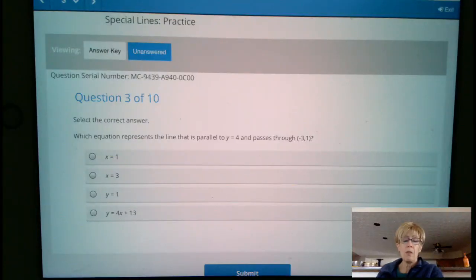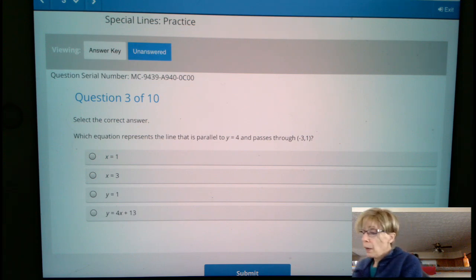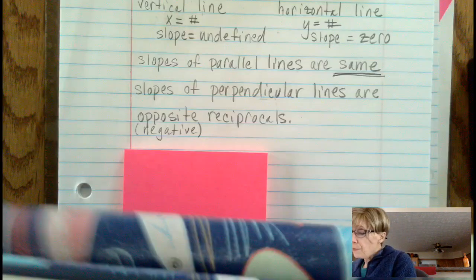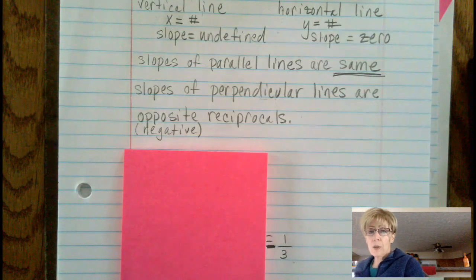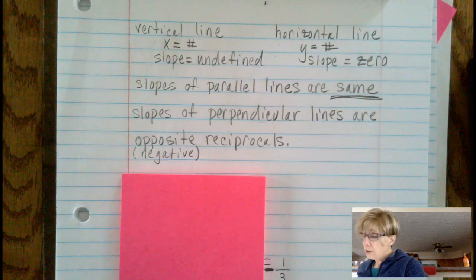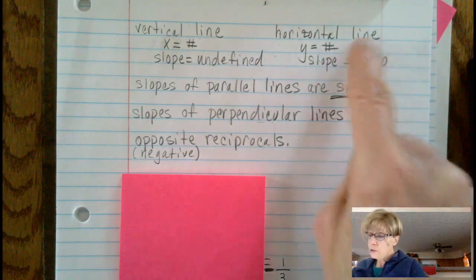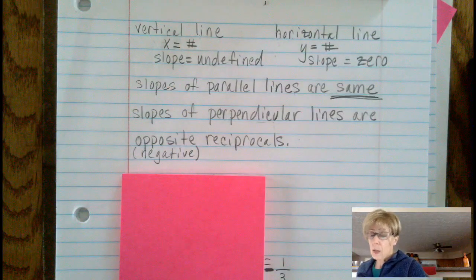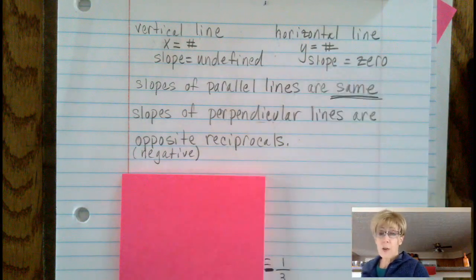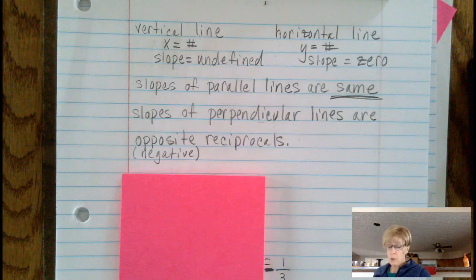Which equation represents the line that is parallel to y equals 4 and passes through negative 3, 1? Before I get into this, I just want to remind you of some stuff that I've written down in previous videos. I need to slide that down a little bit. Here, y equals is going to be a horizontal line, and the slope of a horizontal line is 0.